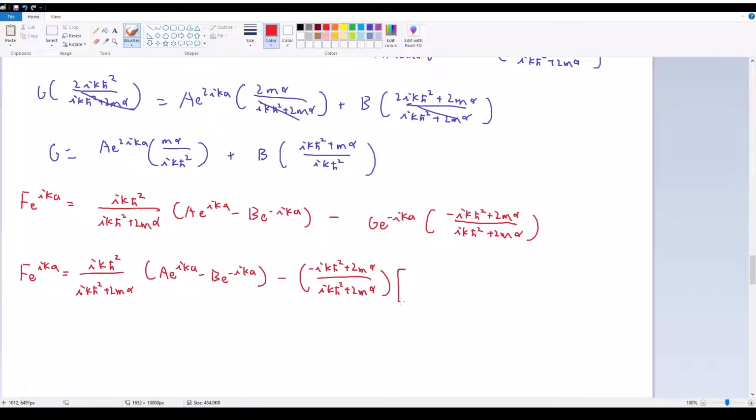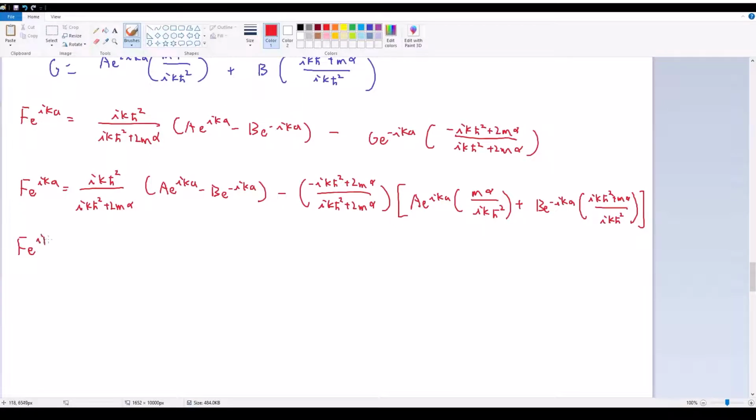This is going to give me a e to the ika times m alpha over ik h bar squared, and then added with b e to the negative ika. Whoops, forgot the parentheses. Ik h bar squared plus m alpha over ik h bar squared. Close everything off with a bracket.